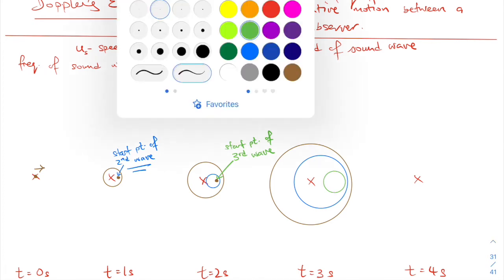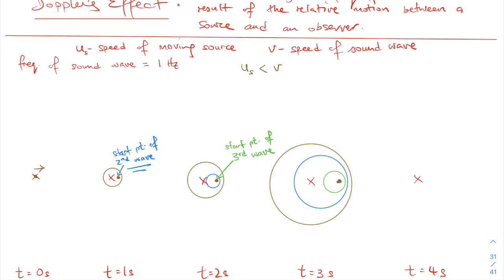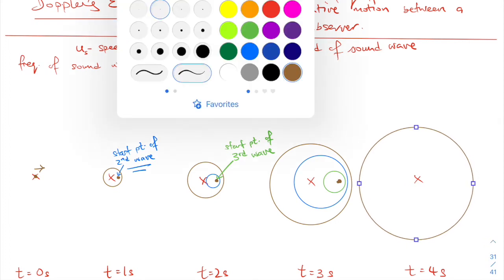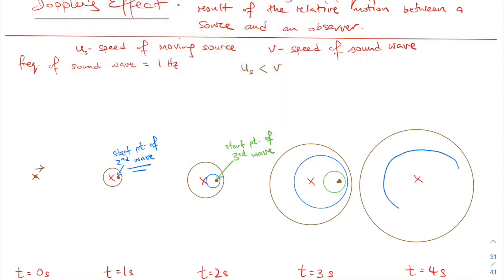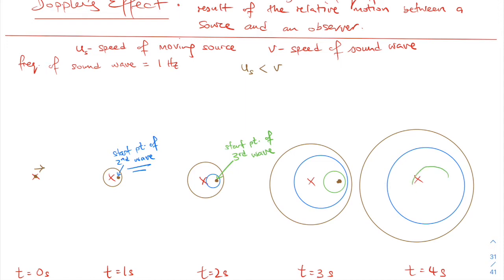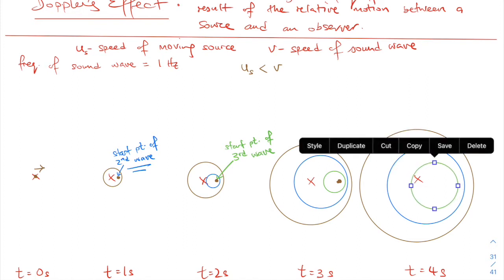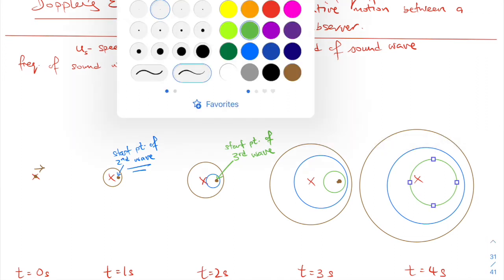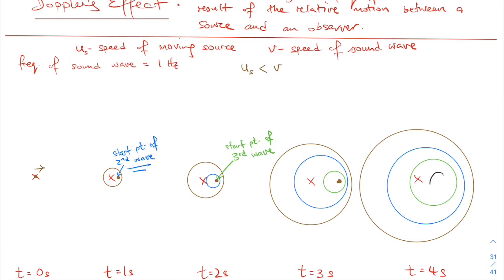And where is that moving source? It would be somewhere here. So looking at time t equals 4 seconds, the first wavefront would have increased in size as shown here, and the second wavefront would be here, and the third wavefront would have increased to this size, as shown here, and the fourth wavefront would have increased to this size. And the starting point of the fourth wavefront is over here.